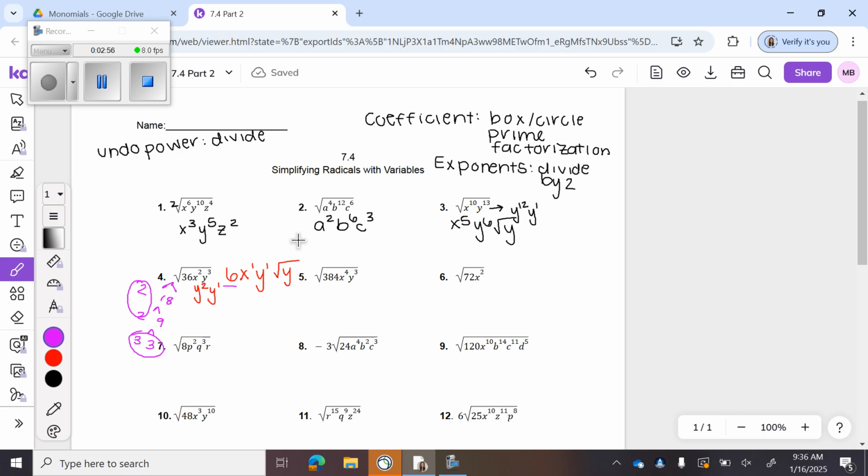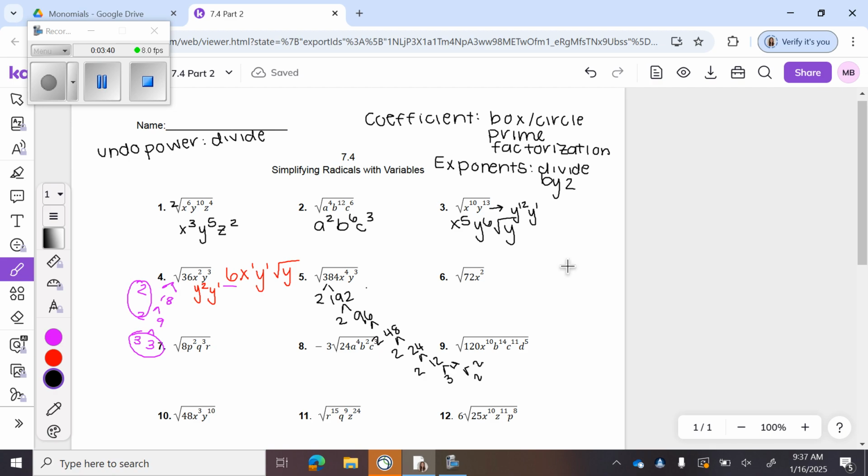Okay? All right, number 5, we've got 384x to the 4th, y to the 3rd. Okay? I do not know off the top of my head what the square root of 384 is. So I know that it is an even number. So I'm going to break it into 2, and I got to do 384 divided by 2, which is 192. Still don't know what that is off the top of my head, but I know it's even, so I can divide it by 2. That's 2 and 96. Okay, I can keep dividing by 2, so 2 and 48. Okay, 2 and 24. Let's go, sure, 2 and 12, 3 and 4, and 2 and 2.